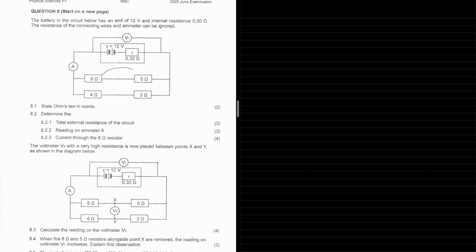So this 8 and 5 ohm resistors are in series. So 8 plus 5 is 13 and 4 plus 3 is 7. So if I want to work out the total resistance here, I can just do product over sum. So 8.2.1, the resistance is going to be 13 times 7 divided by 13 plus 7, and that is 4.55 ohms.